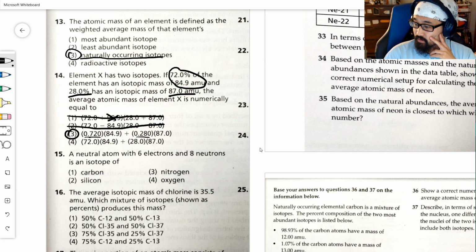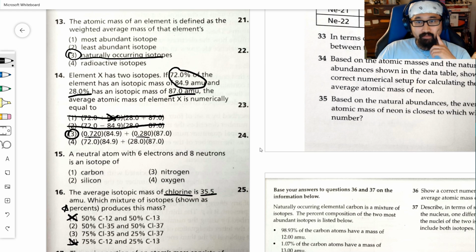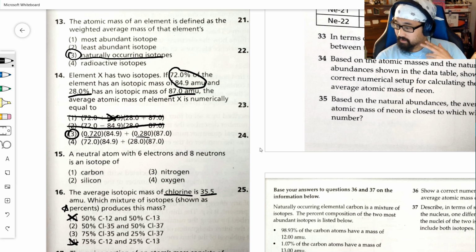And finally, I need this to be a mass of chlorine. It's 35.5. What mixture, shown as percents, would produce the mass? Well, I can eliminate these two right away, because they're not even the right element. Those are carbon, not chlorine. It's 35.5, which means it should be closer to 35. So if my options are 35 and 37, it can't be 50-50. It has to be skewed more towards chlorine 35, 75% chlorine 35.